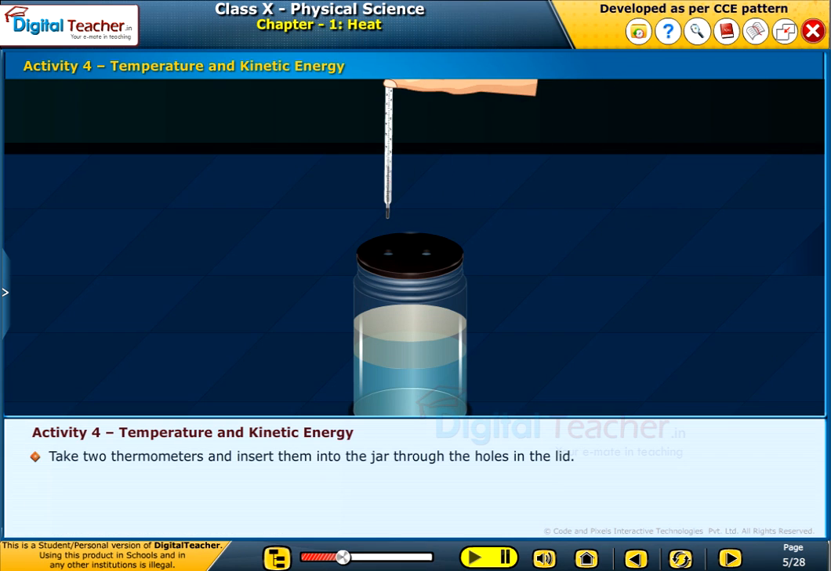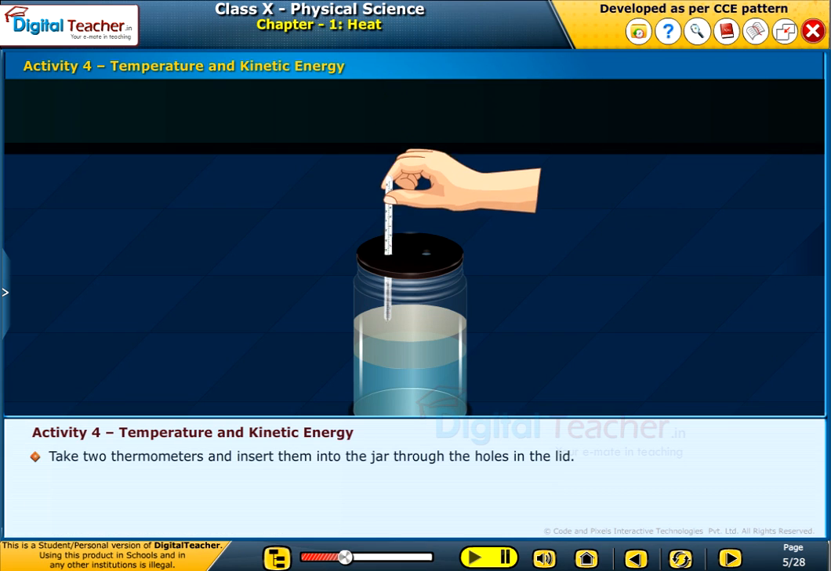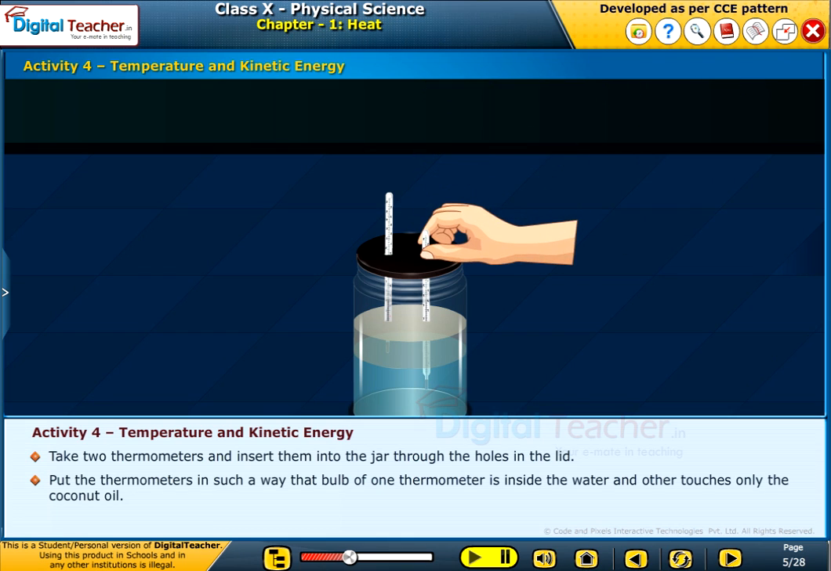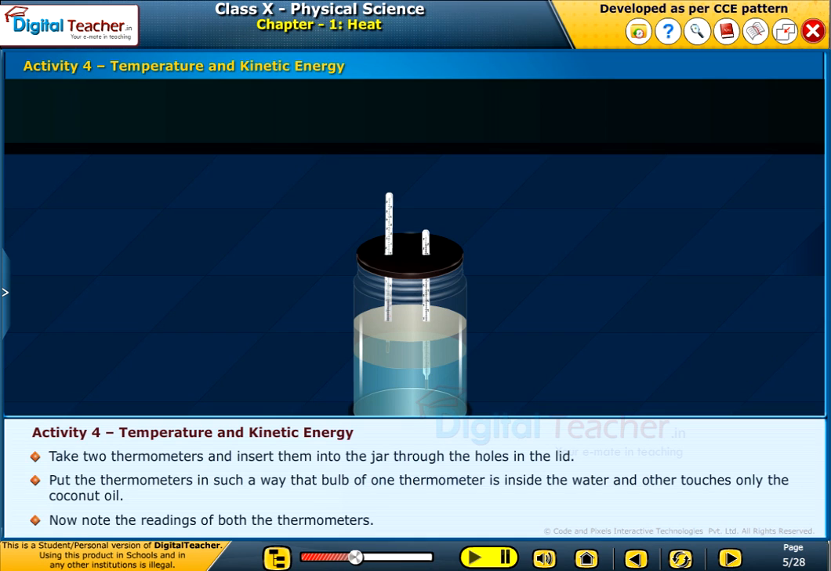Take two thermometers and insert them into the jar through the holes in the lid. Put the thermometers in such a way that the bulb of one of the thermometers is inside the water and the other touches only the coconut oil. Now note the readings of both the thermometers.